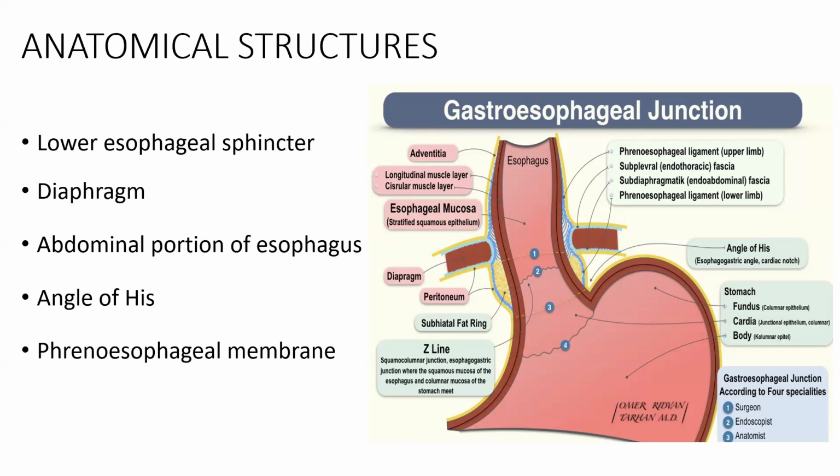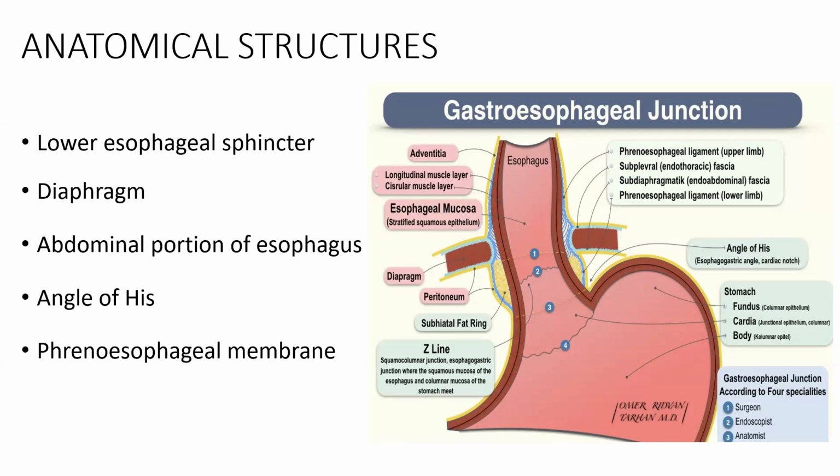And next is the diaphragm. The esophagus enters the abdominal cavity through the diaphragmatic hiatus, and the diaphragm provides extrinsic reinforcement to the lower esophageal sphincter. And the abdominal portion of the esophagus: this esophageal segment is exposed to the positive intra-abdominal pressure and collapses without a bolus. And this collapse provides further support to the lower esophageal sphincter.